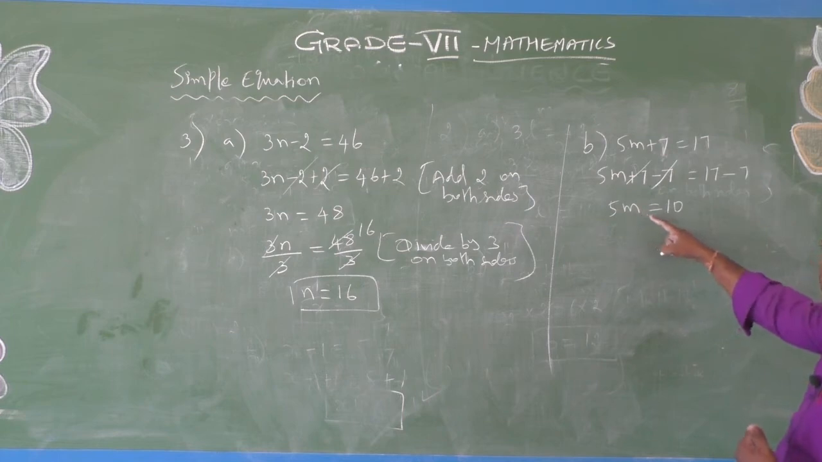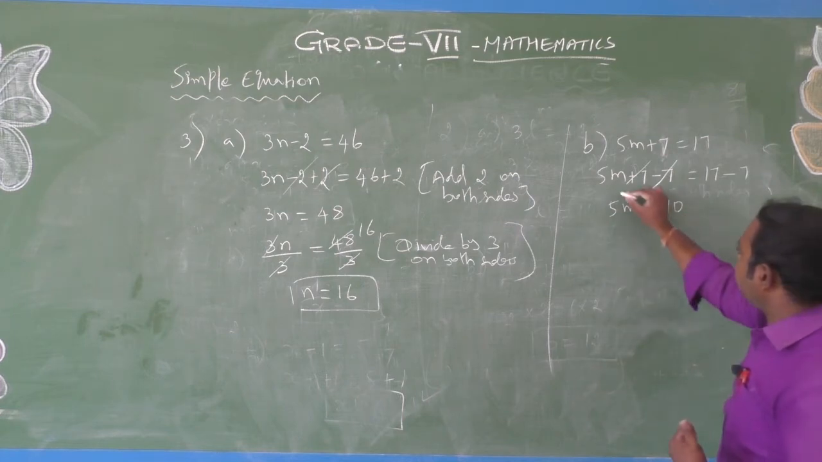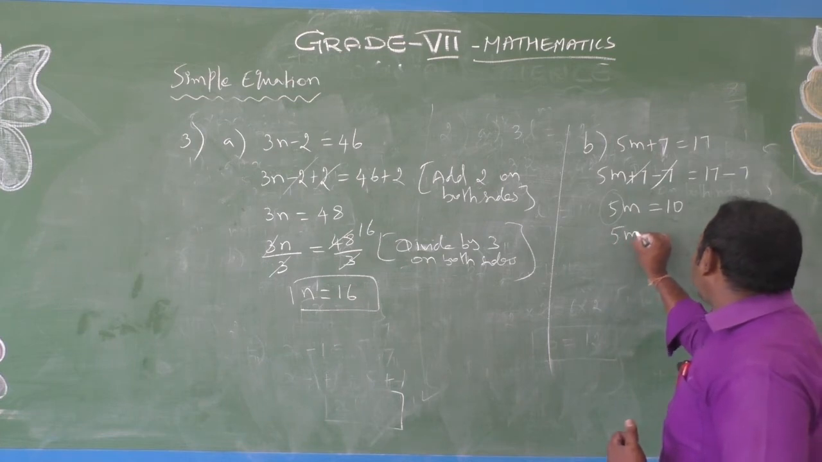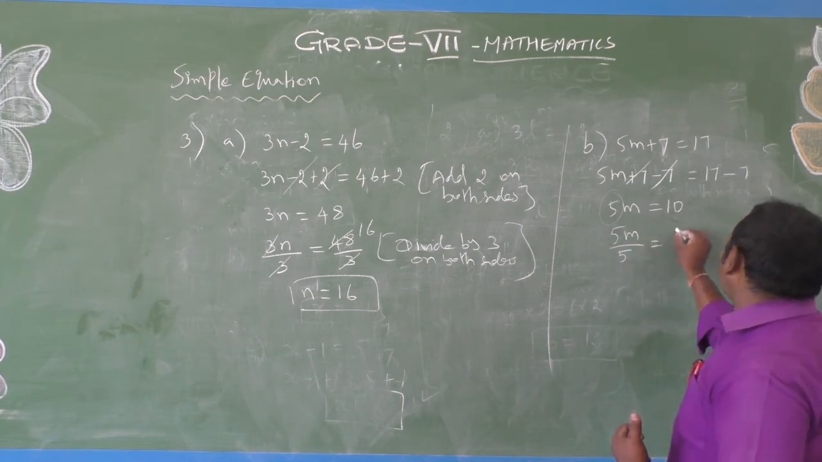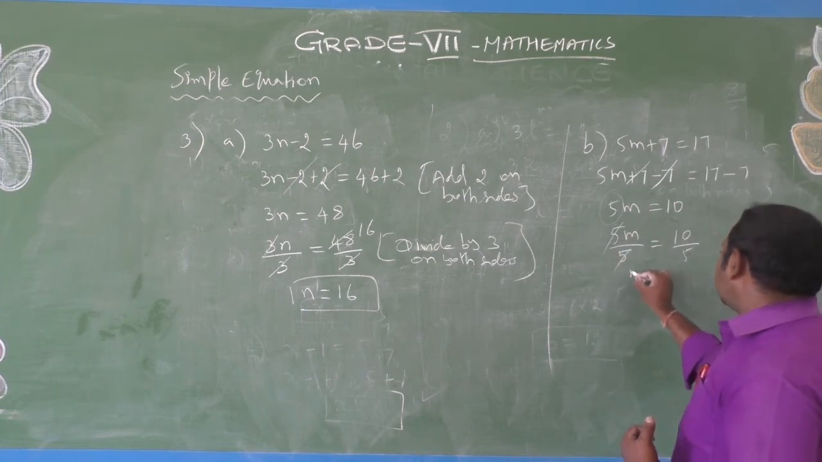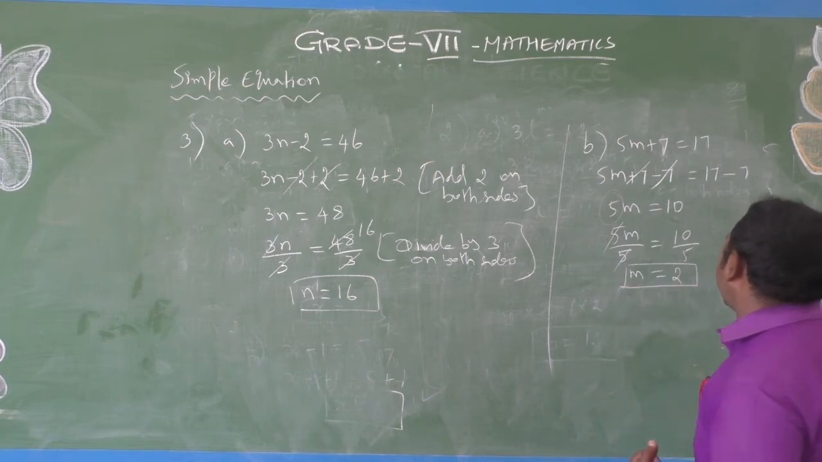Now we have 5m is equal to 10. Then we have the multiplication symbol. 5m means 5 into m. So we divide by 5 on both sides. Both the 5s will be cancelled. So m is equal to 10 by 5. 2 5s are 10. So m is equal to 2.